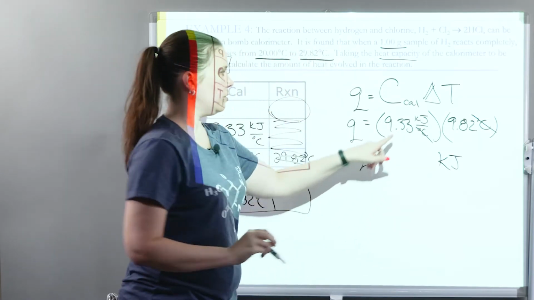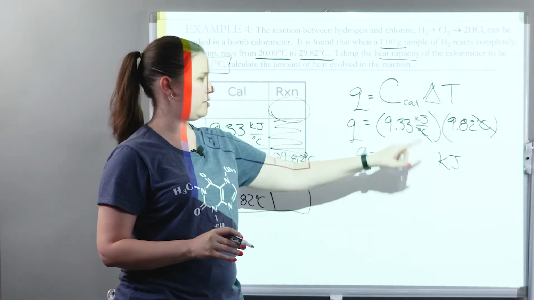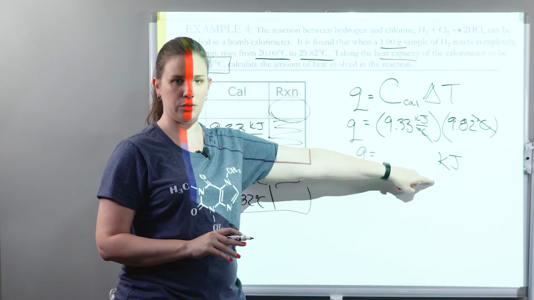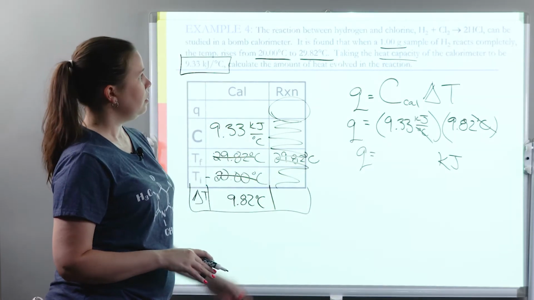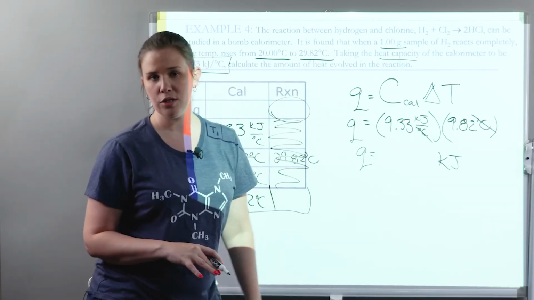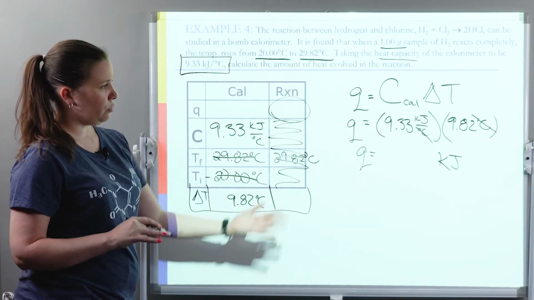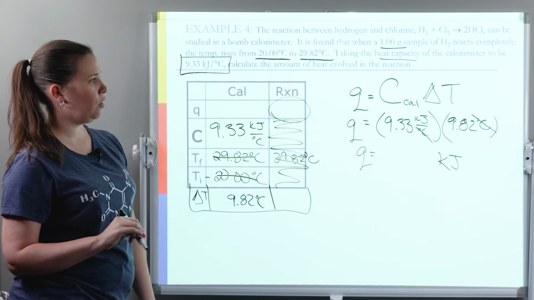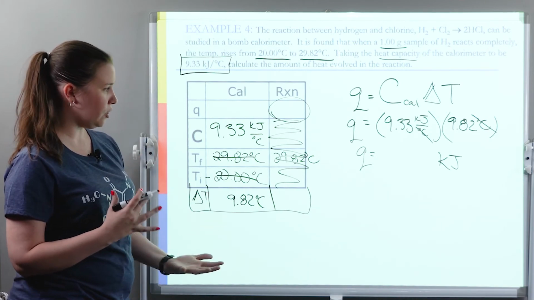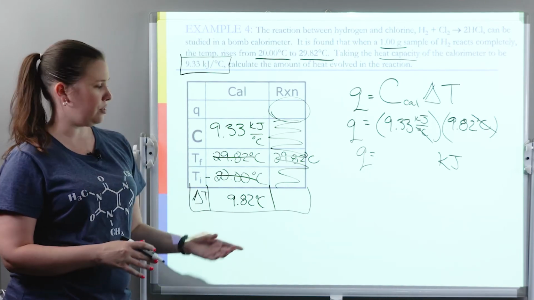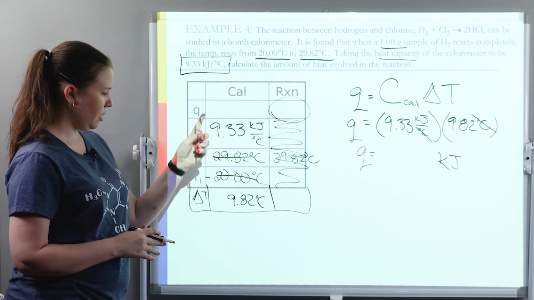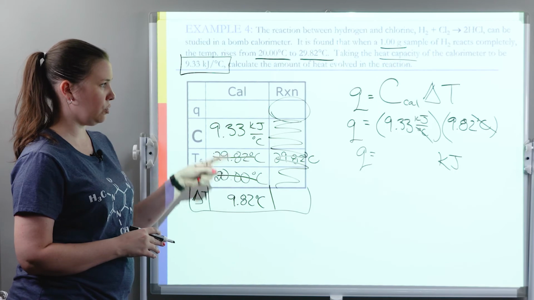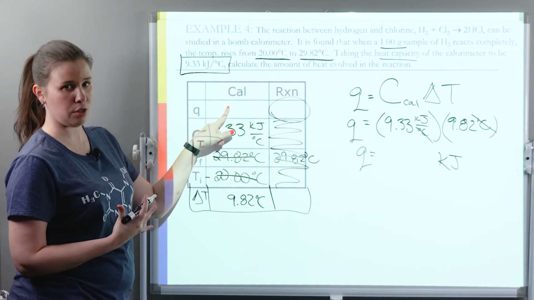Be careful that the unit you're given the heat capacity in is what you end up with for your final answer. And if they asked for joules, we would have to convert kilojoules to joules. They don't happen to specify in this question, so I'm just going to leave it in kilojoules. Now I'm able to multiply these together and get the Q. The catch is I used the calorimeter's heat capacity and the calorimeter's change in temperature. So that will be the Q for the first column.